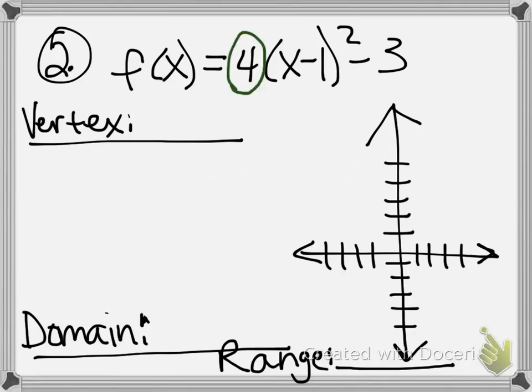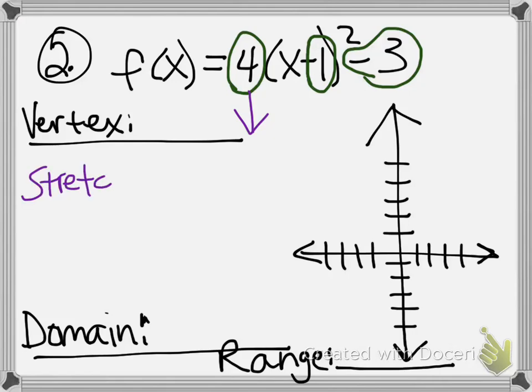So each of these numbers means something different to us. The 4 tells me that there is a stretch by 4, and it's also going to give me the general idea of my slope.